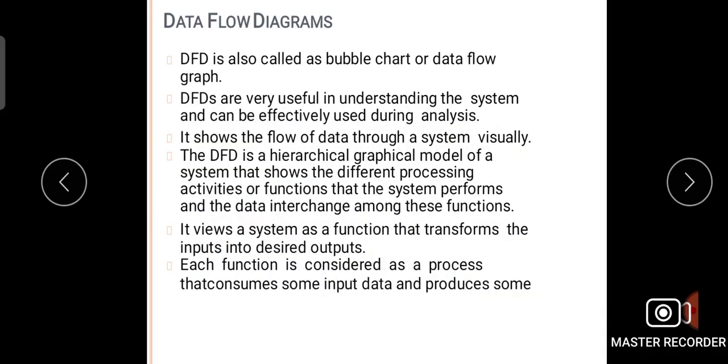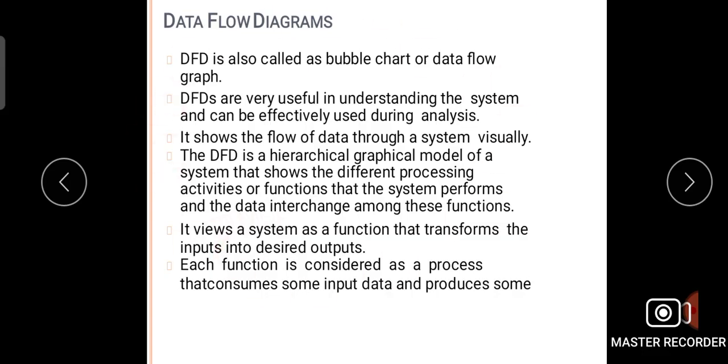Next, the data flow diagram. This is a very important topic for our GTU exam. So what is DFD? DFD stands for data flow diagram, and this topic is asked in the GTU exam like: explain DFD with a proper example. Whenever this type of question is asked, you have to attempt this type of answer.